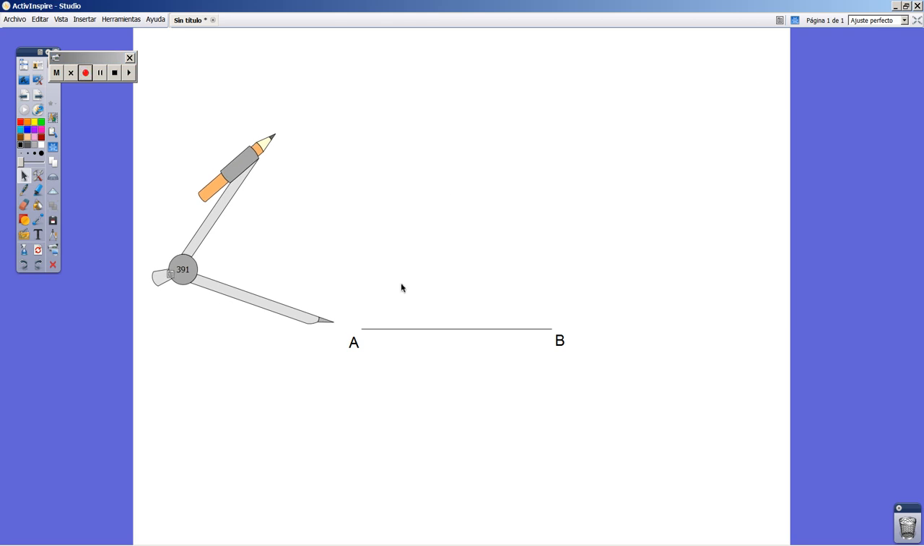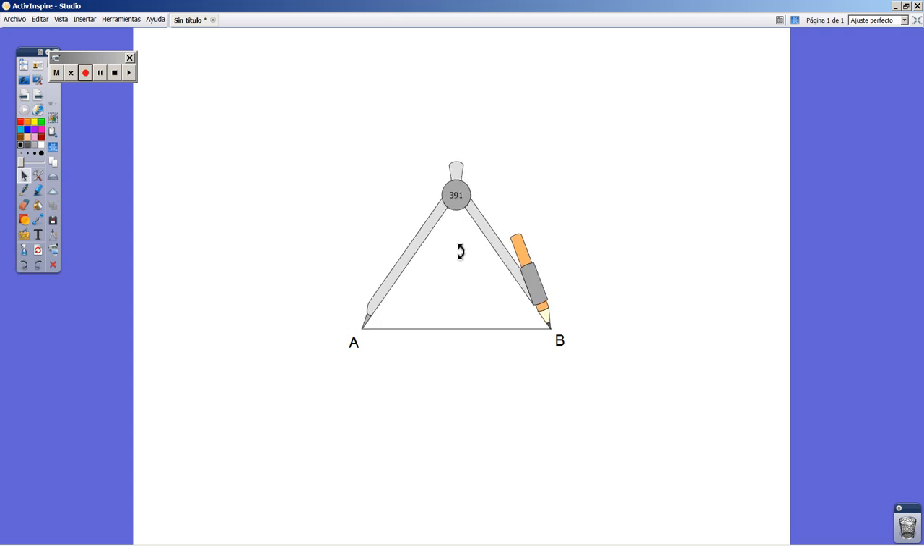We're going to draw an equilateral triangle with the compass, of course. Our starting point is going to be segment AB. So this is going to be one of the sides of the triangle. As you may know, this is a triangle that has three equal sides. So I need the compass to take the measurement of the side.